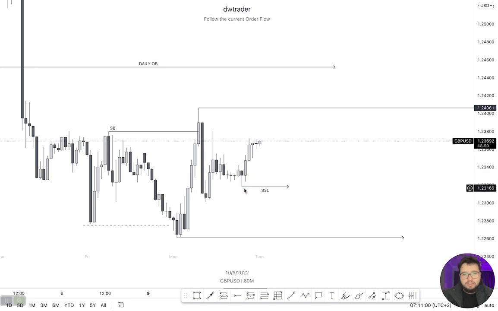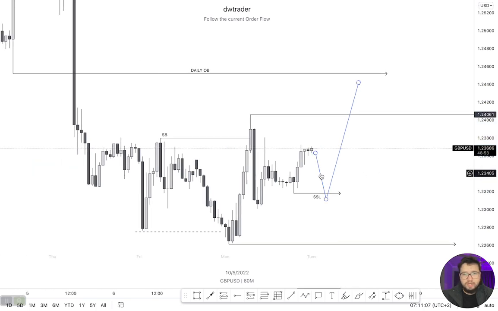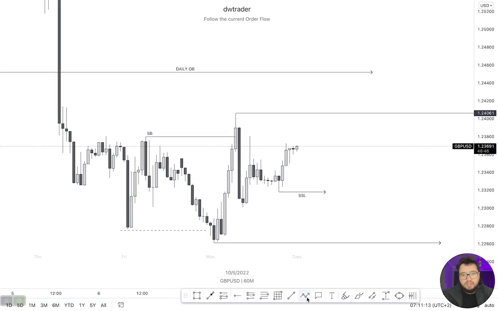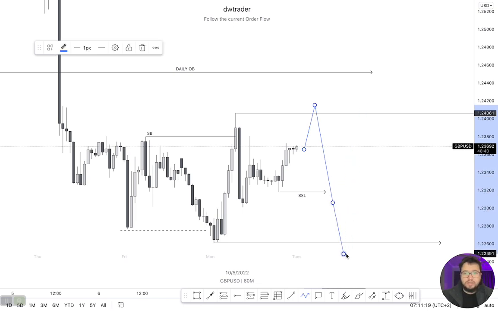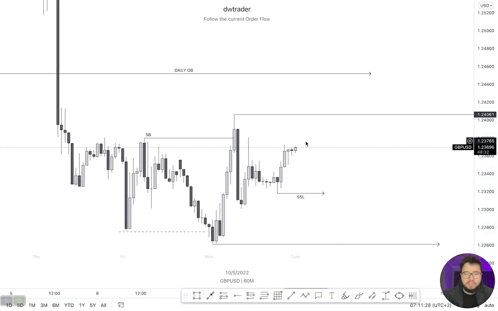So this is the cleanest 1H sell side liquidity. So this could be something. We could see a move like that. Or if we look towards the upside and we want to see sells, then potentially this could be something, and then up, or just continuation down. So I'm looking for where is the nearest drawn liquidity and for price to reach into that area and then give a reaction. So that's basically what I'm looking for.